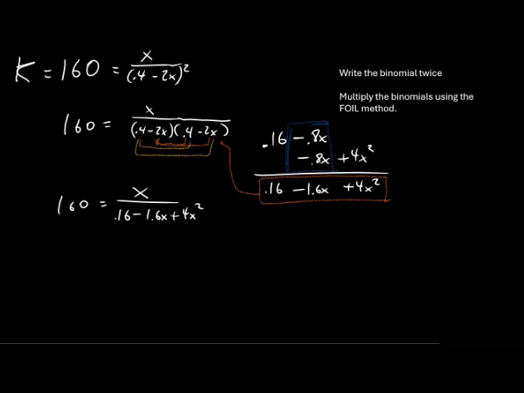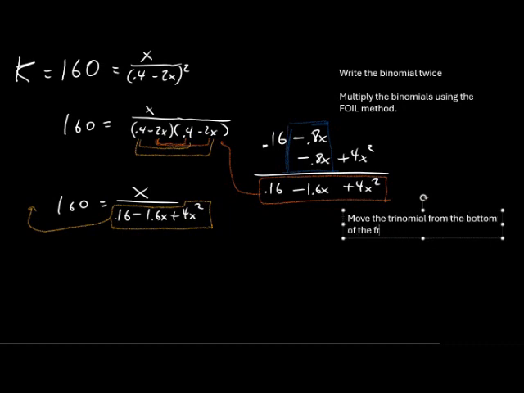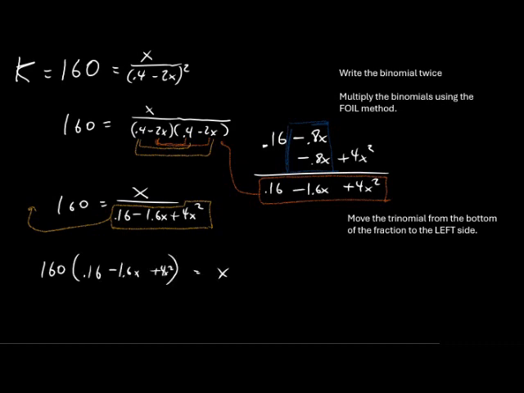Now what we can do is take this trinomial from the bottom of this fraction and move the whole thing over across the equals and onto the left side. Now our equation will be 160 times the trinomial, and we'll set that equal to x. Now once again, we will take the 160 and distribute this across all three of these terms.